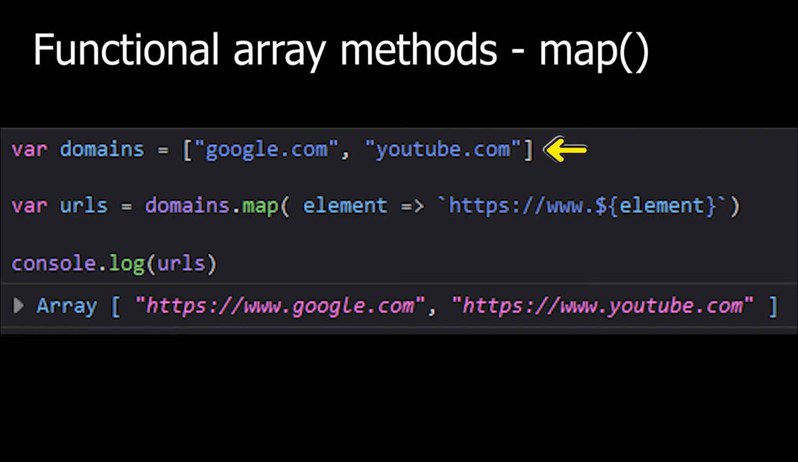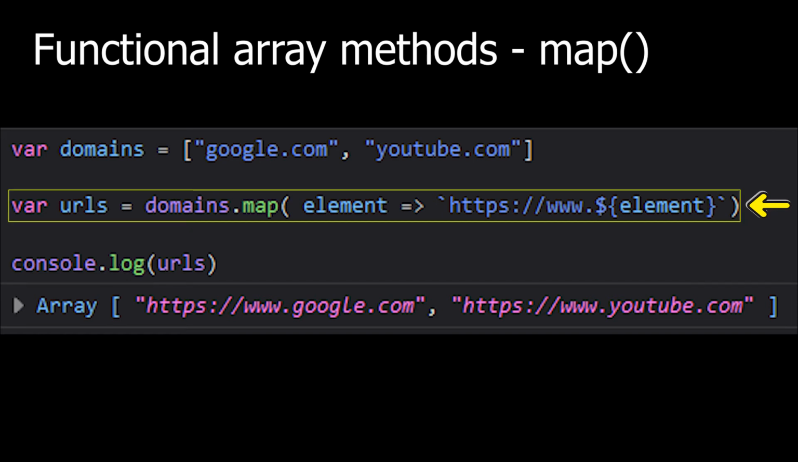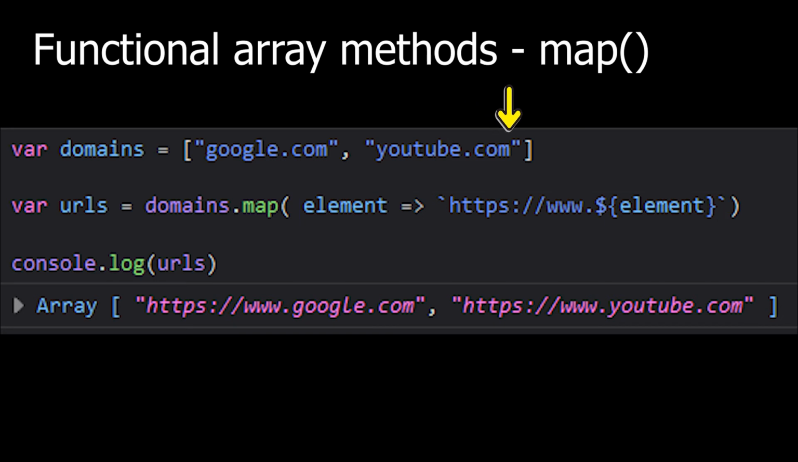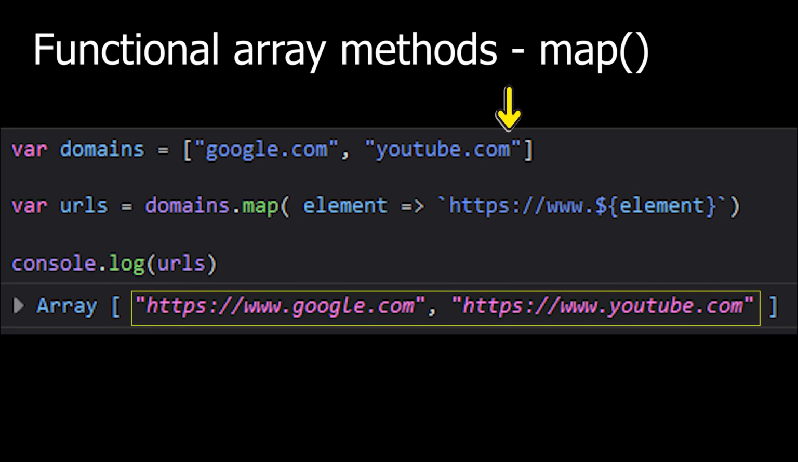So here we have an array of domain names. Let's say we want to create a new array called URLs by adding the string https://www to the front of every domain name. To do so, we create a new variable called URLs and set it to the value returned by the map method. The map method takes the function we provide and executes it for each element in the array. And the result returned each time is what makes up the elements of the array we are creating. So the URLs array that we created looks like this.